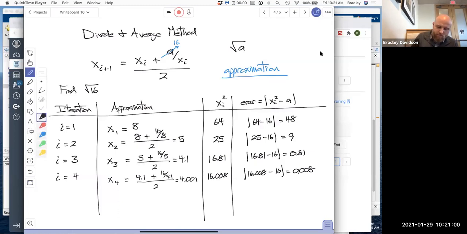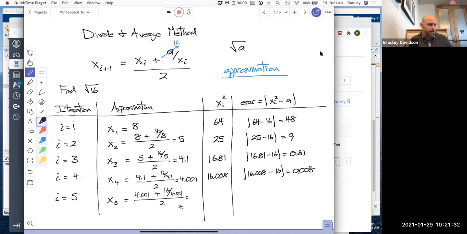So let's do it one more time. Okay, let's go 5 times. And so our fifth approximation, let's put in 4.001 plus 16 divided by 4.001 and divide by 2, and we get 4.000109881.